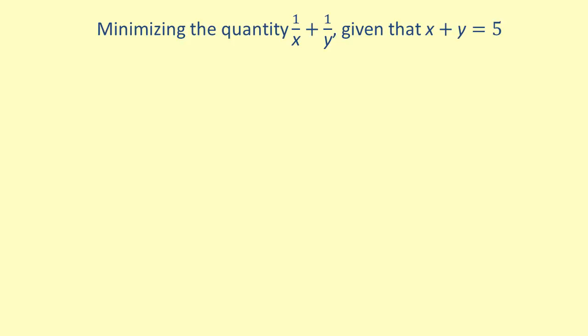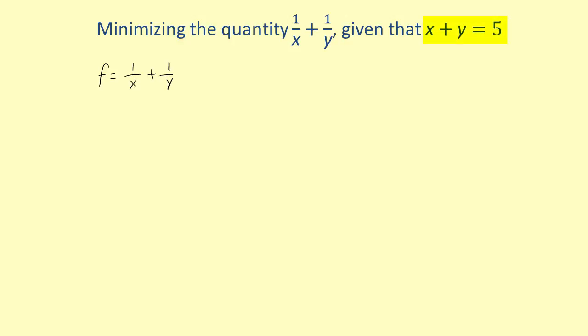We are going to minimize the quantity 1 over x plus 1 over y. Let's say x and y are two non-negative numbers such that x plus y is equal to 5. We will begin by letting a function f be the sum of 1 over x plus 1 over y. This will be the value we are trying to minimize.